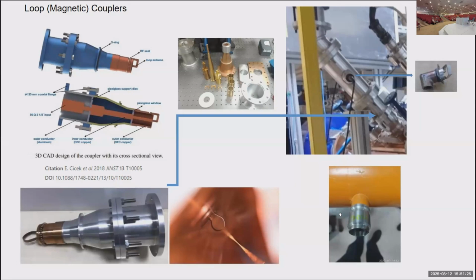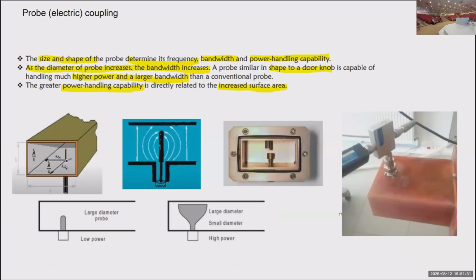Okay, that's the magnetic coupling. Let's go further. And that's the probe couplings or electric coupling. It's an antenna. They radiate into cavity or waveguides or whatever it is. And you can design it very well.